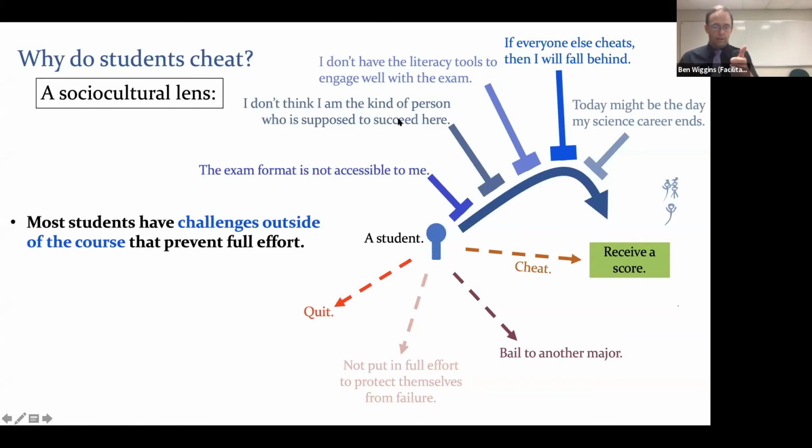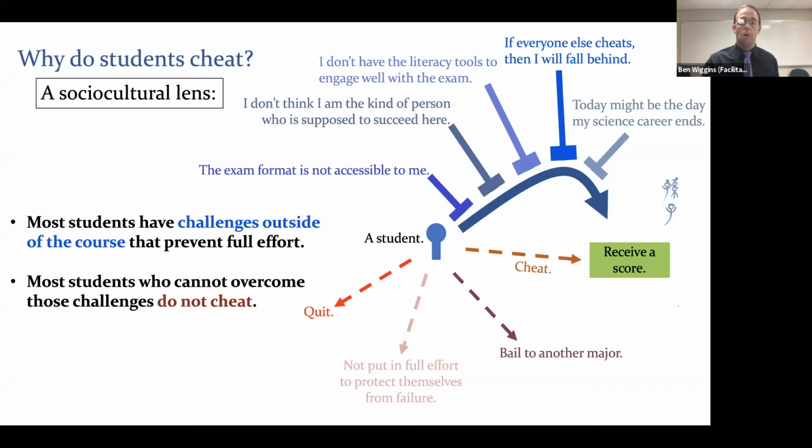So what I just told you is most students have challenges outside of the course that prevent their full effort. And these are directly tied to how they do on assessments. Most students who cannot overcome those challenges, they don't cheat. They often do things that are worse. In fact, if we could go back and rewind the tape a few years, there are probably some students that have cheated in our courses that we would have said, oh, good, because otherwise they would have just left. Otherwise they would have given up. It's weird to think of cheating as possibly not the worst option.